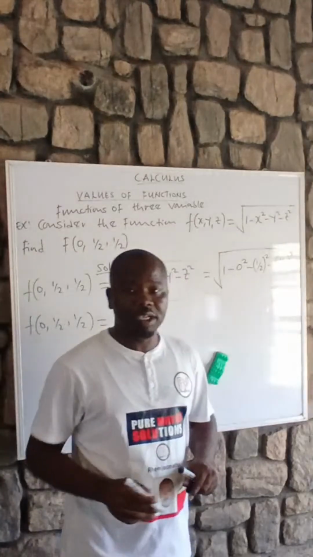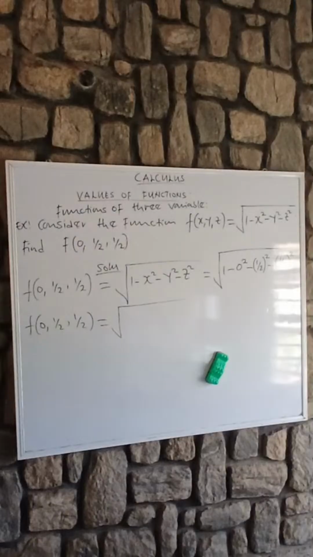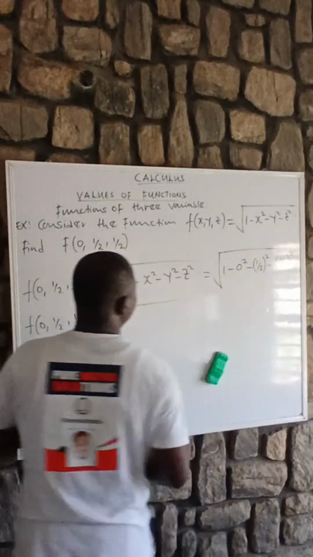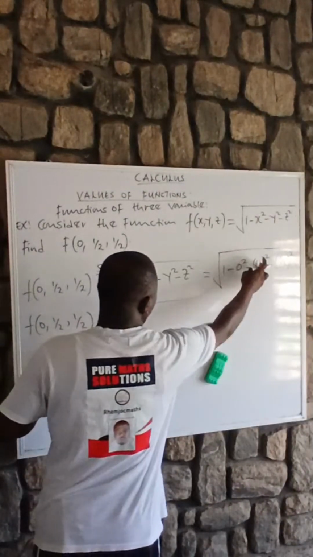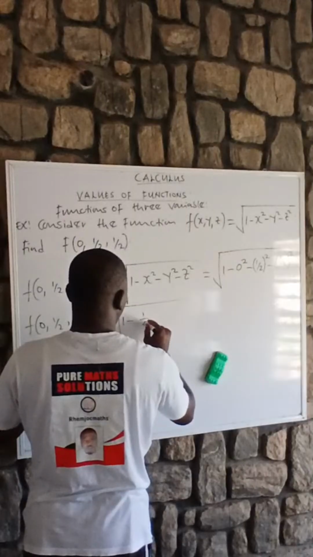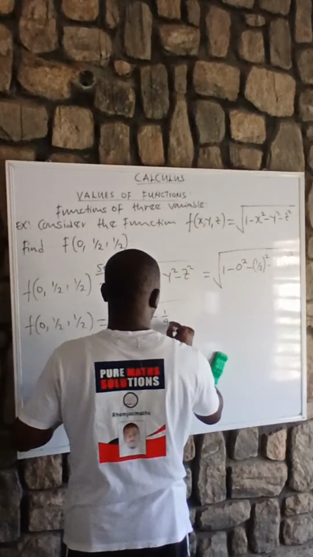So f of 0, 1 over 2, 1 over 2 is now equal to the square root of, I hope you are following. Do you have any question? Please ask. Okay. So far, so good. So here will be 0, then 1 minus 1 over 4, and here minus 1 over 4.